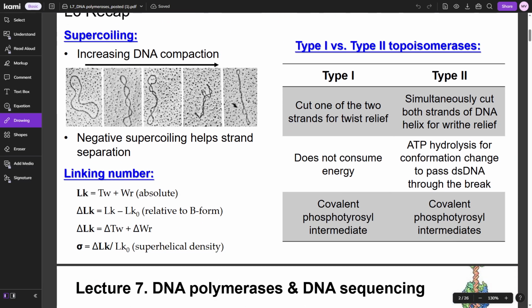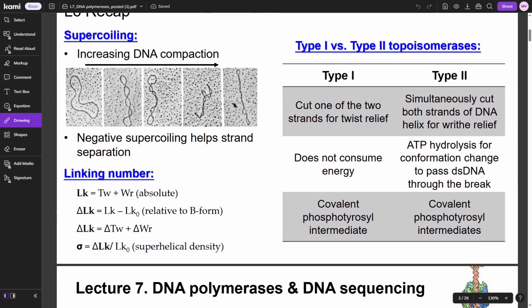So just a real quick recap of what you guys did last time. You did some supercoiling, linking numbers, and the topoisomerase types, type 1 and type 2. If you want to do more review on that, go back to my previous lecture video. I've been trying to go through and see if I've made any mistakes. I've caught one so far, but I haven't caught anything else yet.